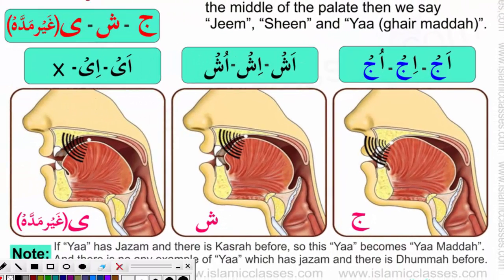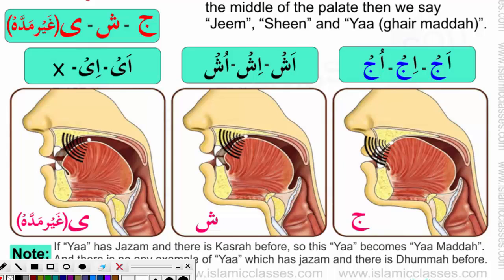Alright. The last one is Ya. And Ya is ghair maddah, because there is one Ya which we call maddah Ya, and that is a lengthening letter, or you can say a vowel letter. The example is written here, like when Ya has a jazm sign on it and there is a kasra before the letter. So this Ya is Ya maddah, and the other, if Ya has some movements on it, then that is ghair maddah, like Ya fatha Ya, or you can just say Ya, Yi, Yu, that are Ya ghair maddah.